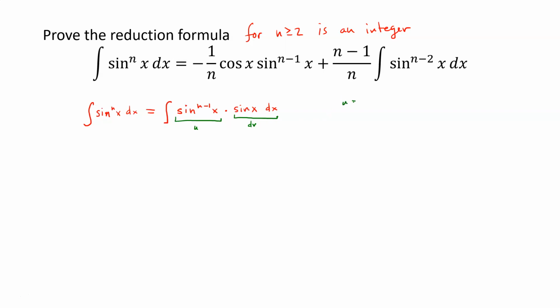Okay, so if I let u equal sine to the n minus 1, and then my dv will be sine x dx. I get du here by taking the derivative of sine to the n minus 1, so that'll be n minus 1 sine to the n minus 2 times the derivative of sine, which is the inside function, so times cosine x. Okay, so that gives me my du. And v here would be the antiderivative of sine, which would be negative cosine.